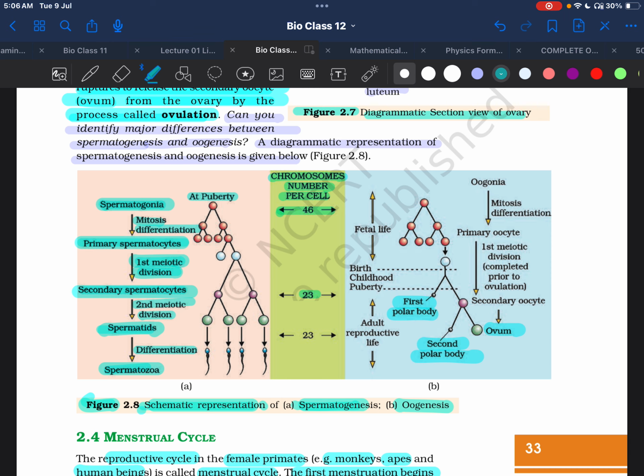Schematic representation of oogenesis. Oogonia, mitosis, differentiation, fetal life, primary oocyte, first meiotic division completed prior to ovulation, birth, childhood, puberty, chromosome number per cell 46. Then, primary oocyte, first meiotic division completed prior to ovulation, secondary oocyte, and first polar body, adult reproductive life, chromosome number 23. Secondary oocyte, ovum, second polar body.